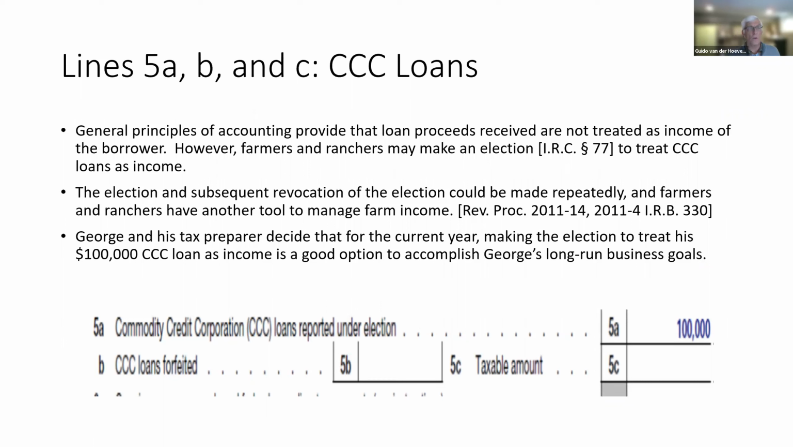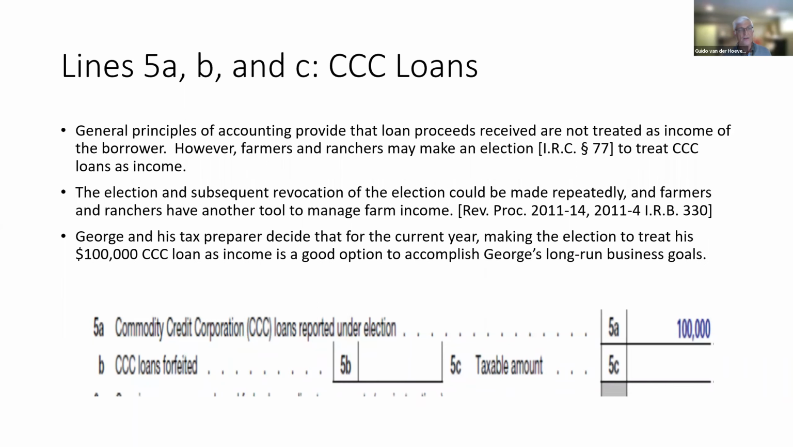As I mentioned a moment ago, farmers do have the option to make an election. It's under Code Section 77 to treat CCC loans as income. Now, typically, loans are not taxable. You go to the bank, you borrow $100,000, for example, that's not going to be taxable income to you. However, when you start paying that back, those principal payments are not deductible, and you're going to be making those principal payments with taxable income. So that's a general principle of accounting, but you can make that election, and this could be revoked on an annual basis. So it's a tool to manage farm income, and the revenue procedure is listed there on the screen.